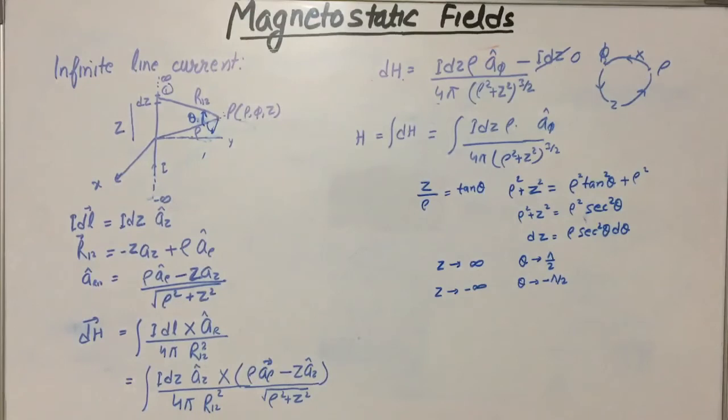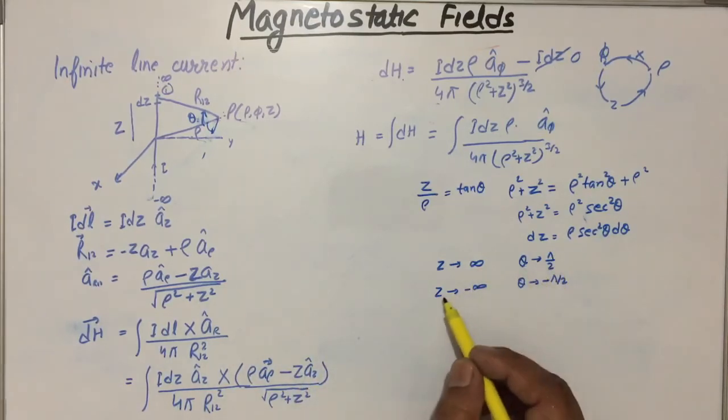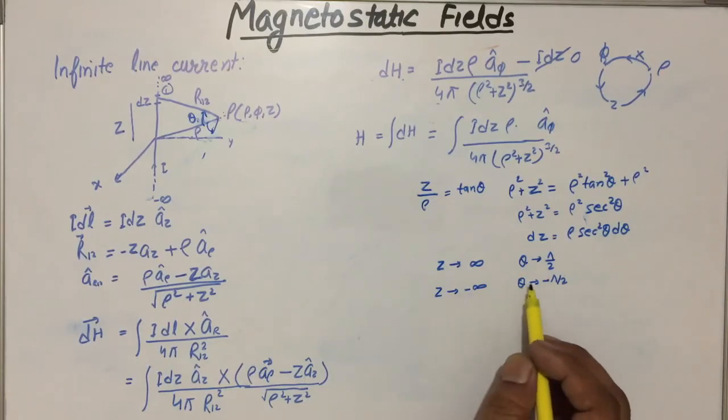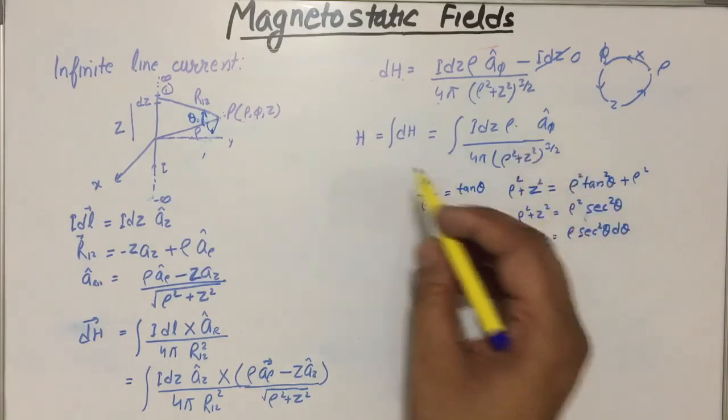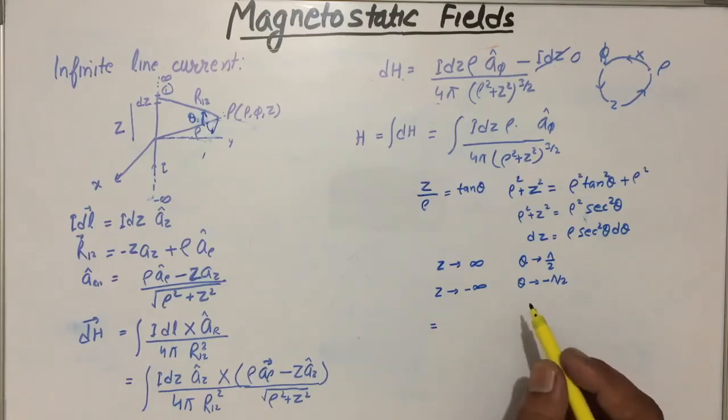So in both the cases you can replace z. As z tends to infinity, theta is equal to pi by 2, and when it tends to minus infinity, theta will be minus pi by 2. Put these values in this equation and find the complete H for that. So put the limit first.